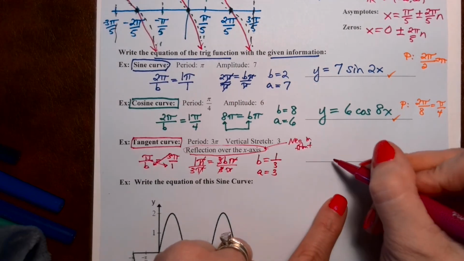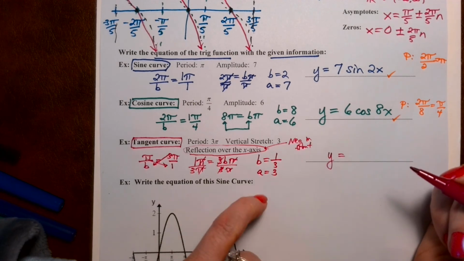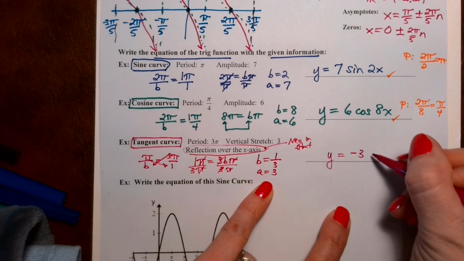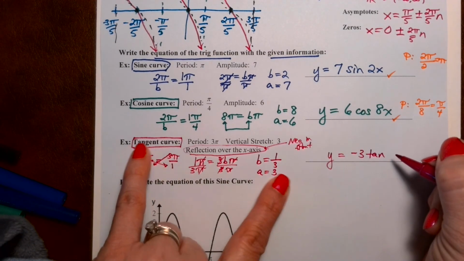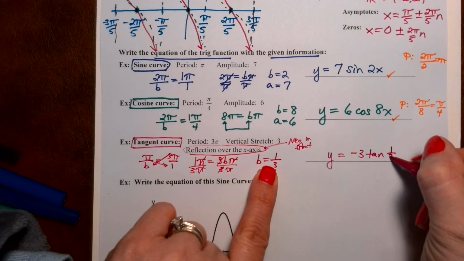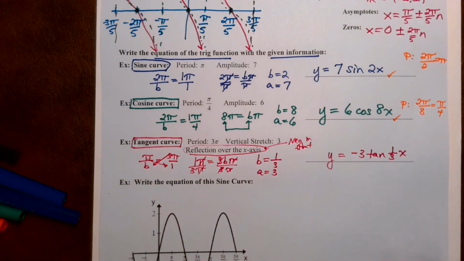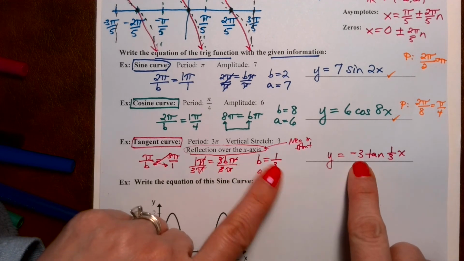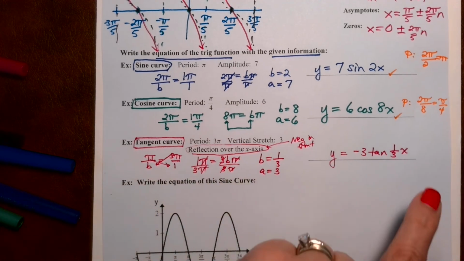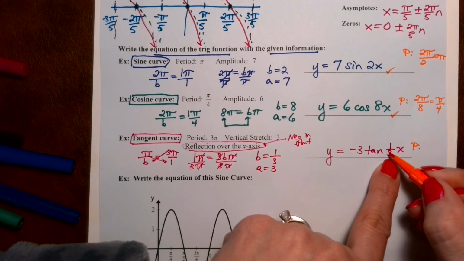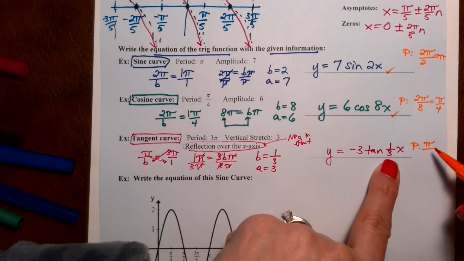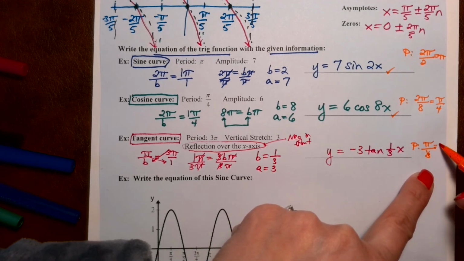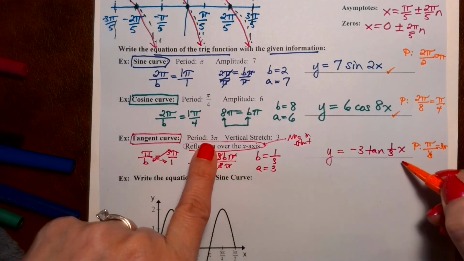All right, let's do it. Y equals, we set a negative in front. The a value is 3. We're making a tangent of 1/3 x. Let's make sure we did the right thing. Negative in front would be reflection. The vertical stretch is 3. Let's just check our period real fast. The formula for tangent is pi divided by b. Pi divided by 1/3 would make 3 pi. Perfect, it checks.